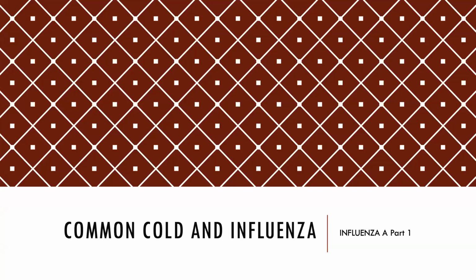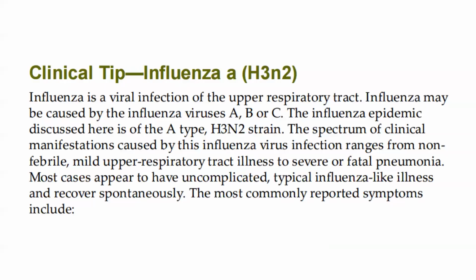So let's now discuss influenza A, first of three parts. Influenza is a viral infection of the upper respiratory tract. Influenza may be caused by the influenza viruses A, B, or C. The influenza epidemic that we will discuss is the A type, H3N2 strain.